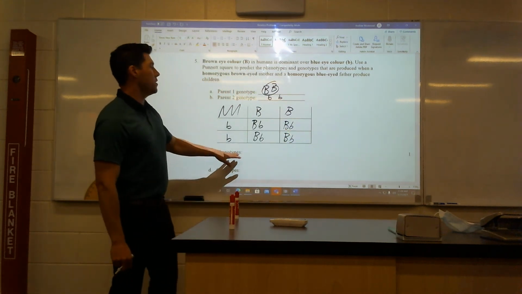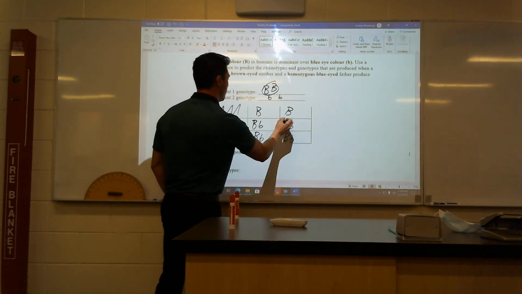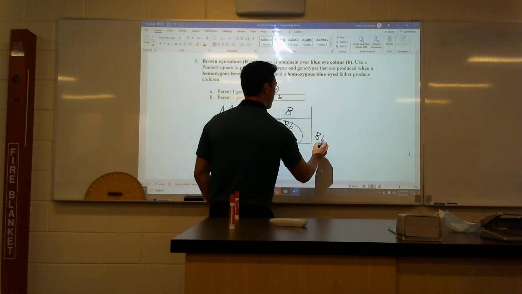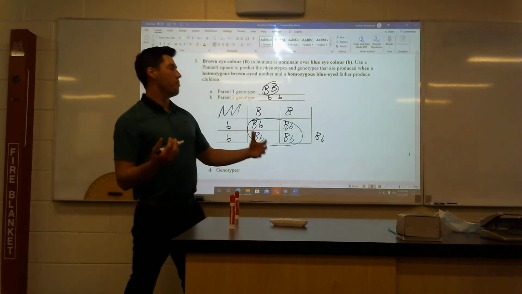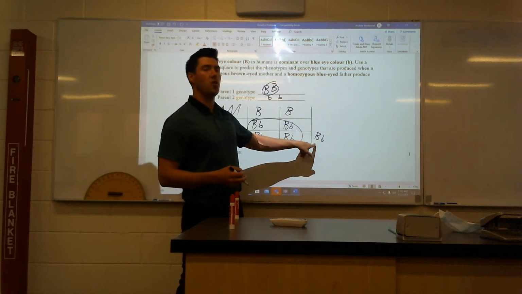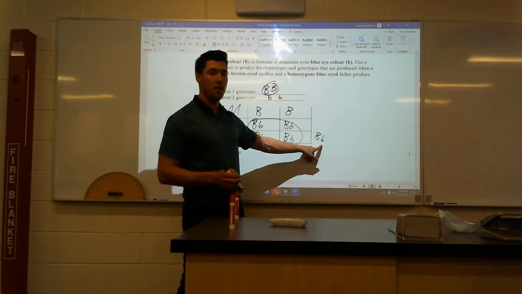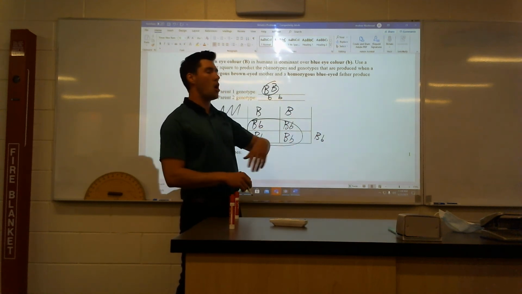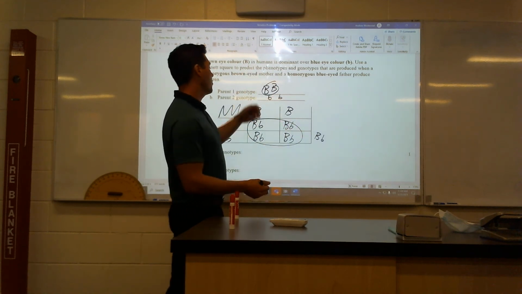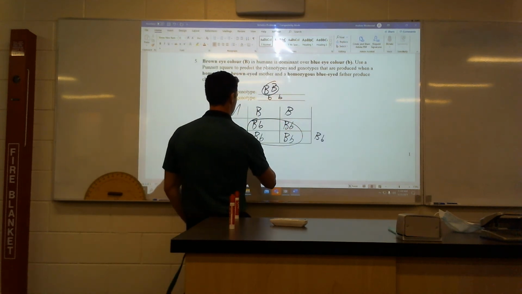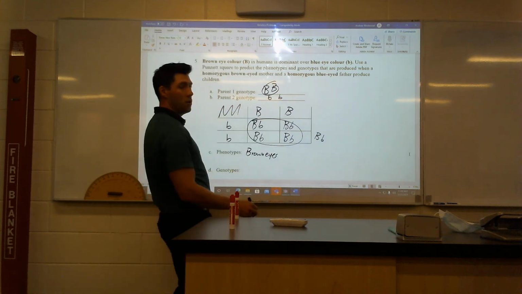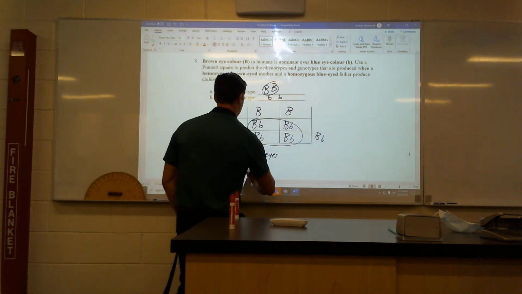What are my possible phenotypes? What am I going to see? Well, all of these have a big B, little b. That means all the kids are going to be brown-eyed because that's a dominant trait. Yes, the blue is there, but unfortunately when we have 2 that are different, the dominant is the only thing that shows, so all the kids are going to have brown eyes. And then the genotype is big B, little b.